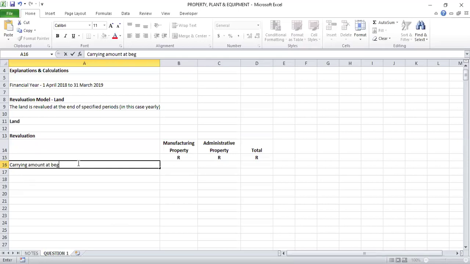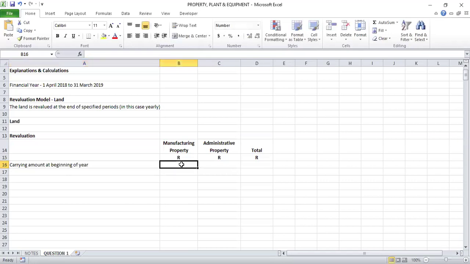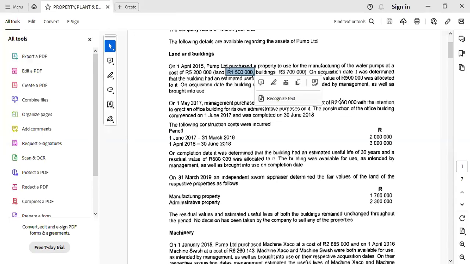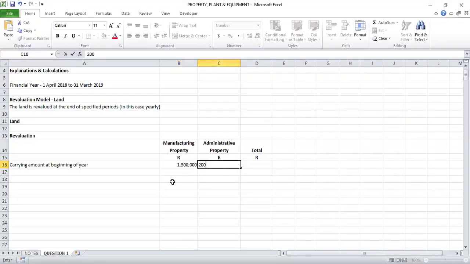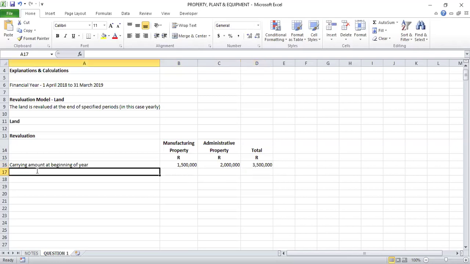According to the question, it appears that from the time that they bought their land, it had never been revalued. The land had never been revalued. So you can find that our land was 1.5 for the manufacturing property, and our admin property was 2 million. Right. So we'd say 1.5 and 2 million. These are calculations. We're not yet on the main answer. Then we'll have our revaluation.